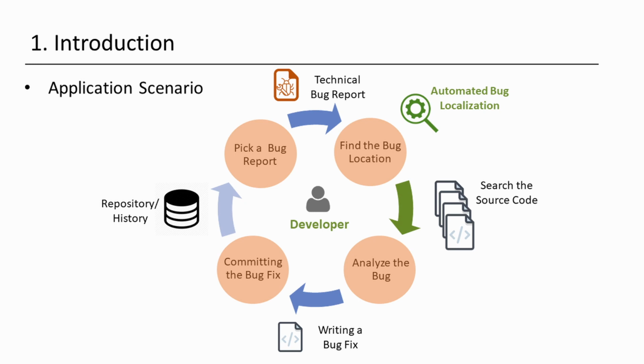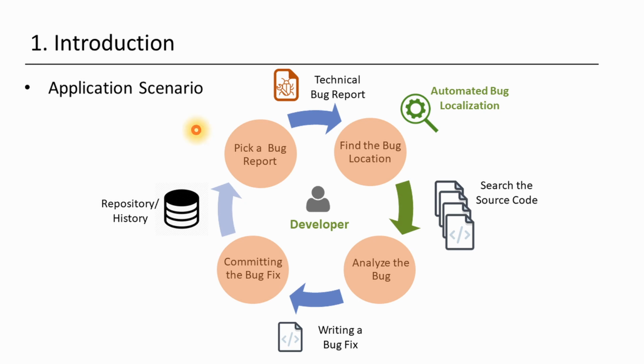In general, a bug fixing process includes several steps. First, to identify a new bug. Second, to find the bug location. Third, to analyze the bug. And fourth, to fix the bug. Thus, there could be 3 use cases in this process.